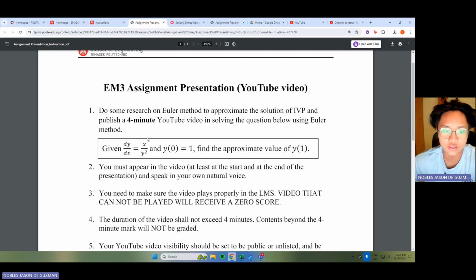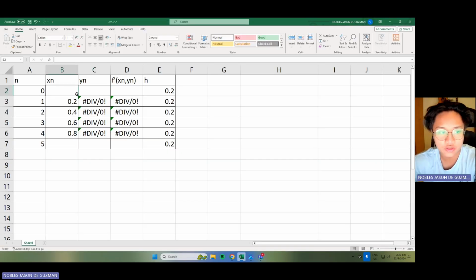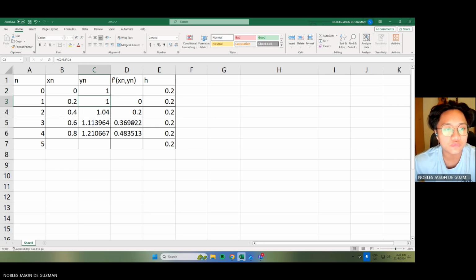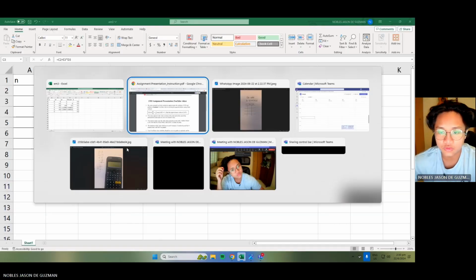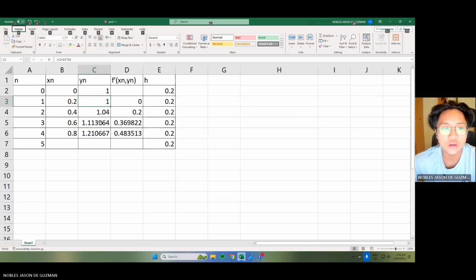In the question it is also given that when x equals 0, y equals 1. So this is the initial value, when n equals 0, and we can fill in 1 here. Then using Euler's method, we can find each value when n equals 1, n equals 2, and so on. I'm just going to show you when n equals 5, because every step is the same.